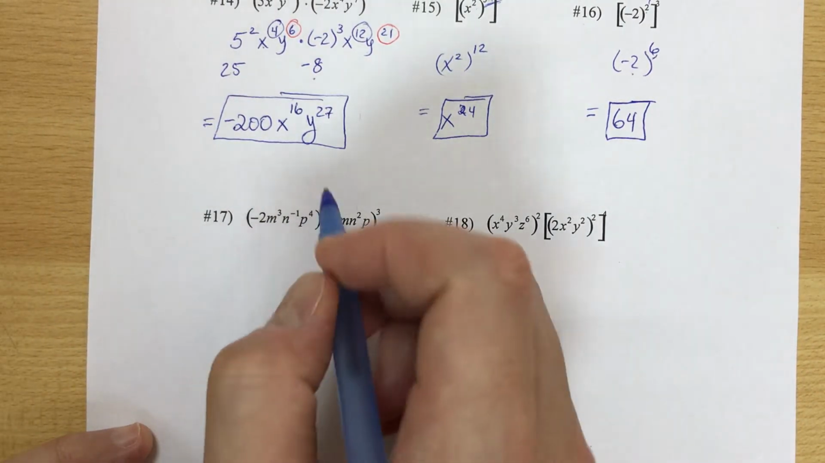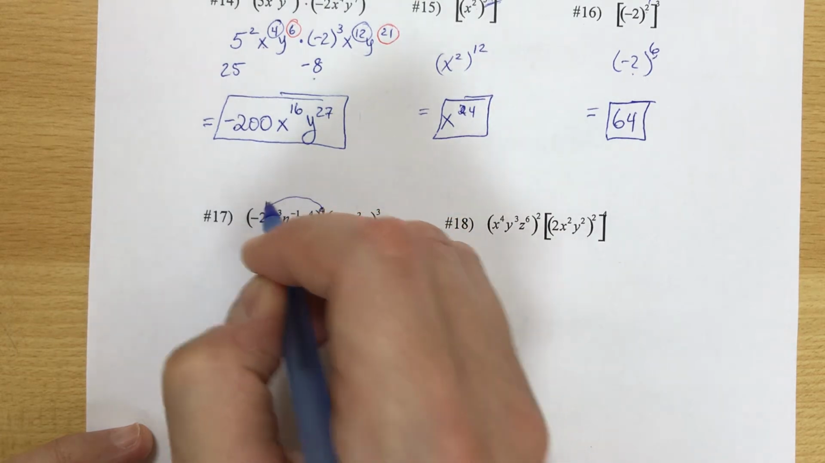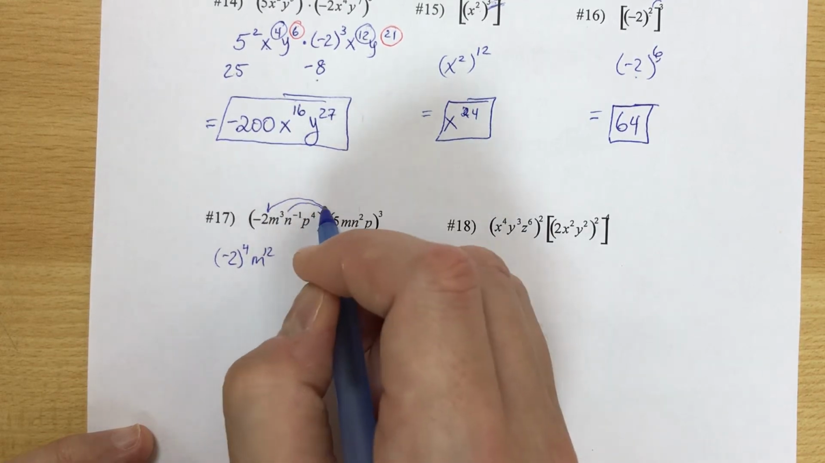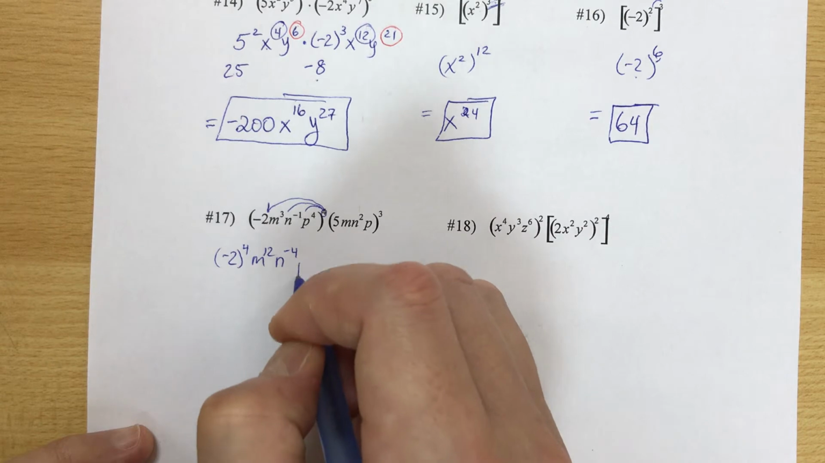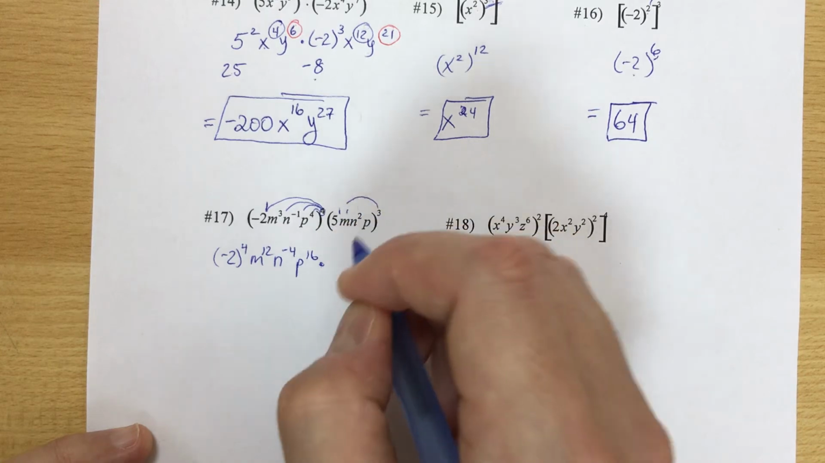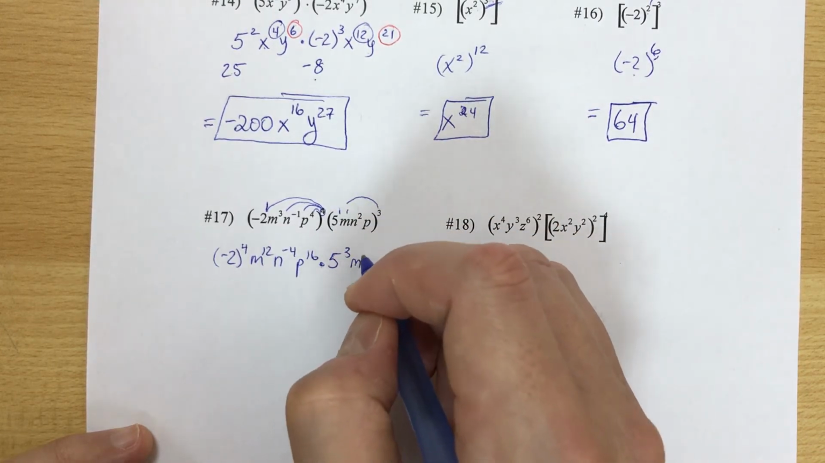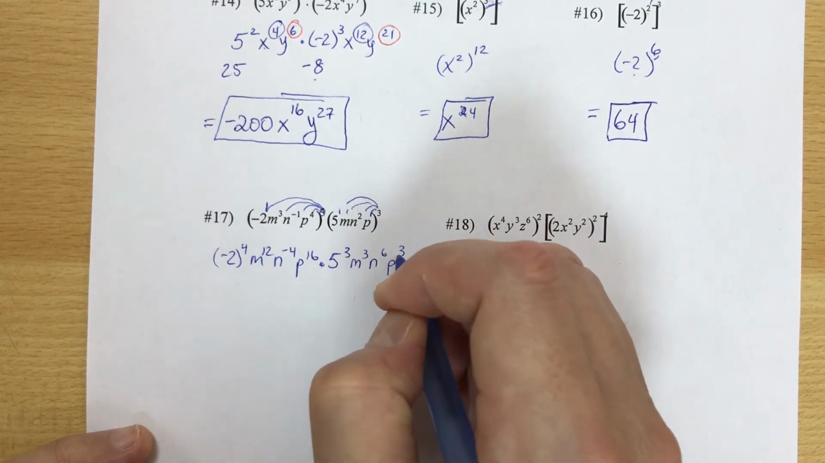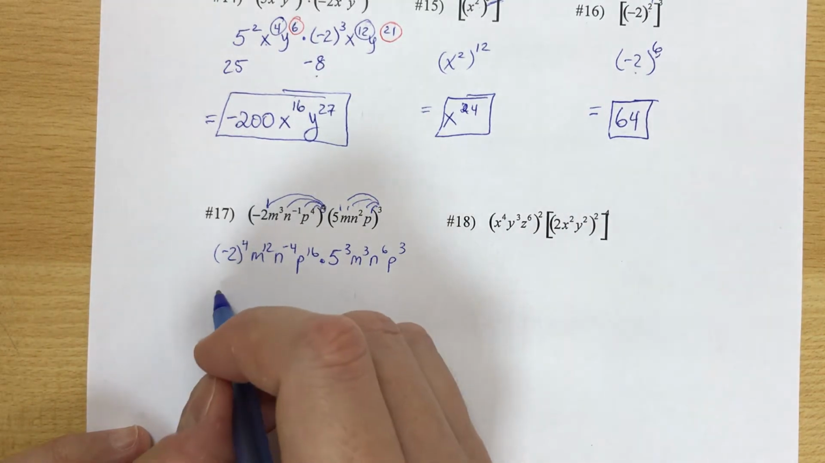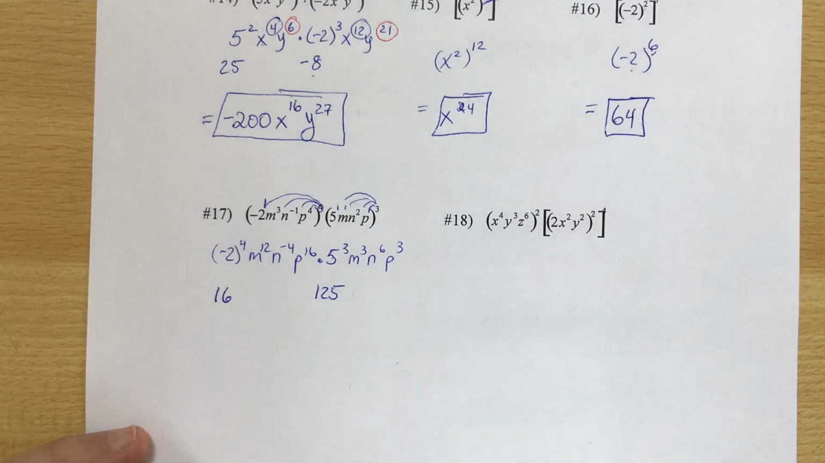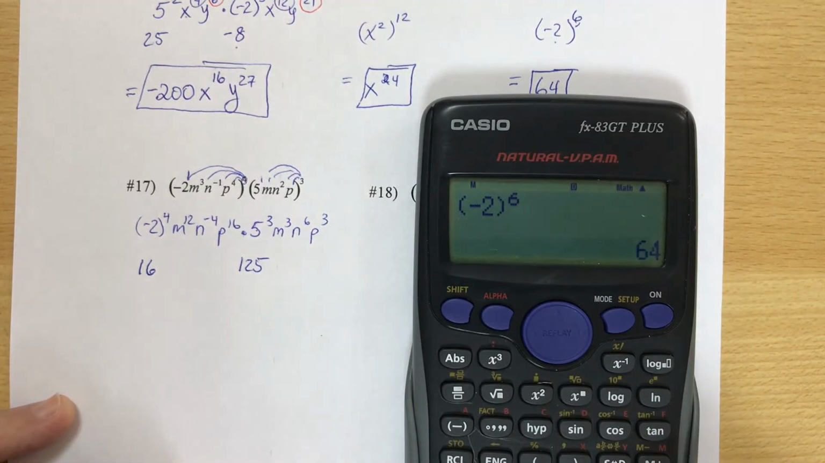Okay. First thing, let's take care of the outside exponents. So negative 2 raised to the 4th, m to the 12th, n to the negative 4, p to the 16th, whew, that's a lot, times 5 to the 3rd, m to the 3rd, n to the 6, p to the 3. Negative 2 raised to the 4th is positive 16. 5 to the 3rd is 125. All right, I'm going to use the calculator here. 16 times 125 is 2,000.